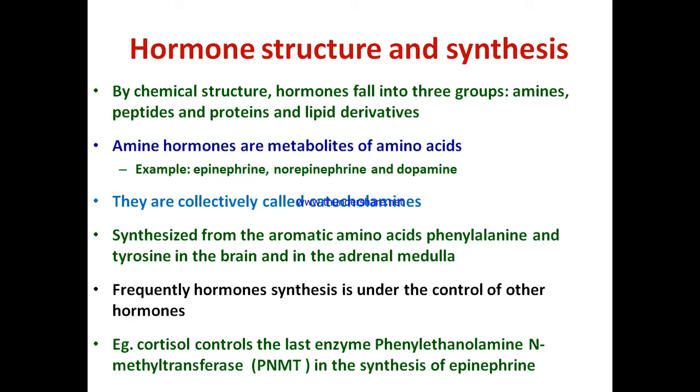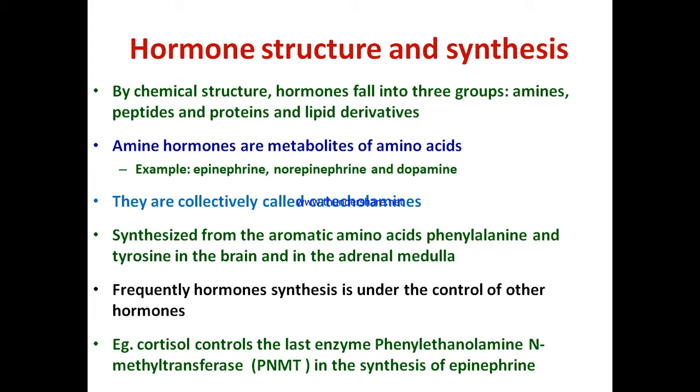Then, structure and synthesis of hormones. By chemical structure, hormones fall into three groups: amines, peptides or proteins, and lipid derivatives. Amine hormones are metabolites of amino acids. Examples: epinephrine, norepinephrine, and dopamine. They are collectively called catecholamines, synthesized from the aromatic amino acids phenylalanine and tyrosine in the brain and in the adrenal medulla. Frequently, hormone synthesis is under the control of other hormones.